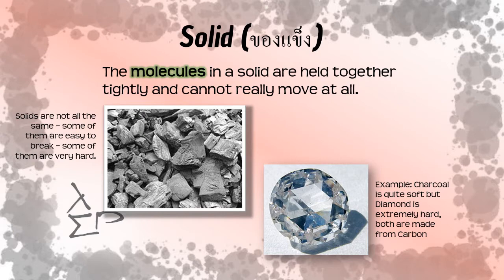Here we can see two kinds of solid. On the left is coal, which is a form of carbon, and on the right is diamond, which is a form of carbon. The only difference is how we arrange the atoms.